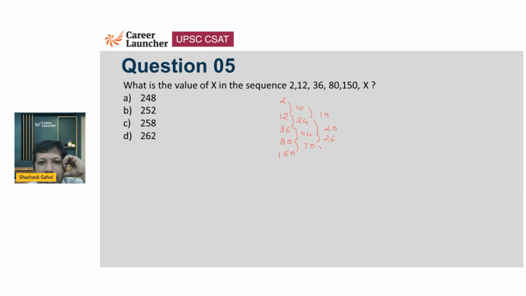So this is 26. Now this difference is 6. This difference is also 6. So the next difference is going to be 6. So it is going to be 32. Now if it is 32, then it is 102. So the next number should be 252. So what should be the answer of this question? That is going to be option B.